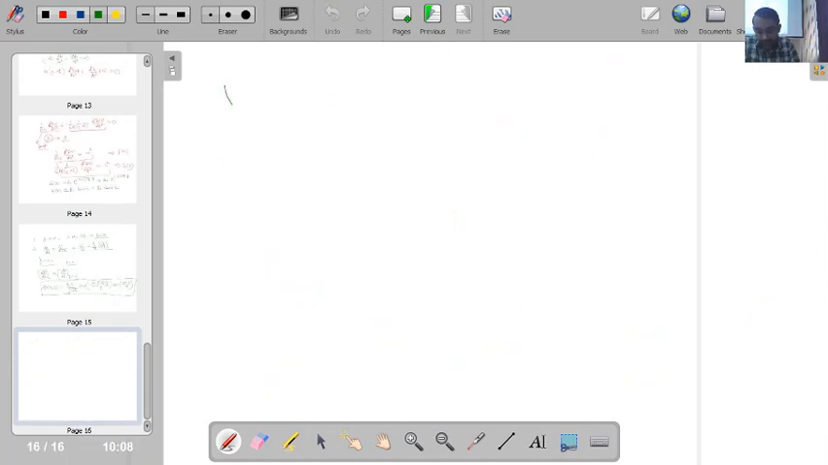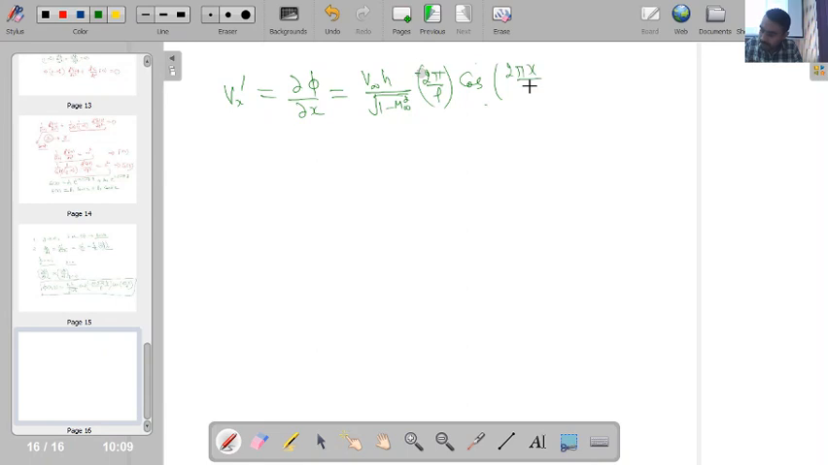If this is the value of phi, then I can now calculate vx dash. vx dash will be the component of the perturbed velocity in the x direction, and that will be equal to del phi by del x. So I can take the x derivative of this. If you do so, you will get v infinity h by square root of 1 minus M infinity square into exponential, because derivative we are taking the exponential will also come, times 2 pi by L cos of 2 pi x by L.